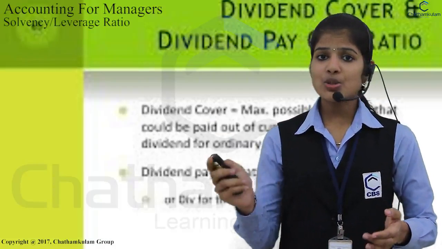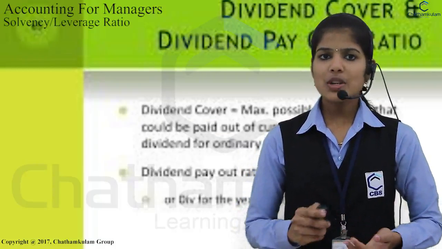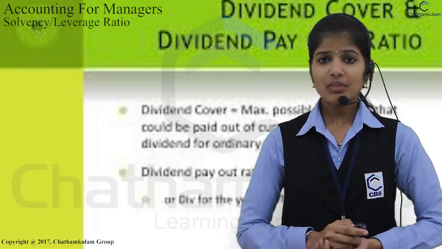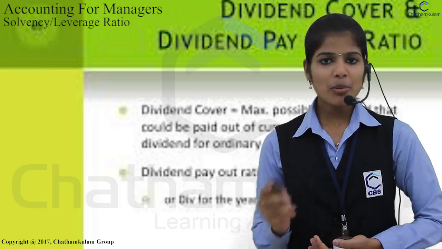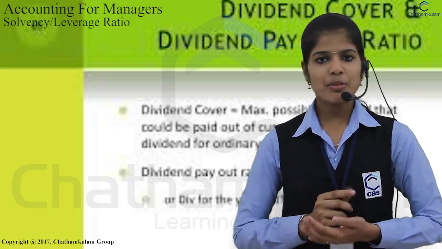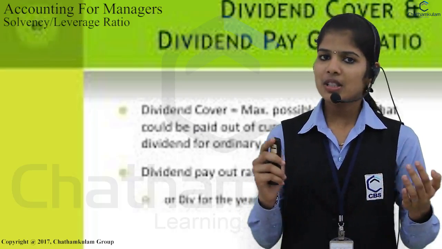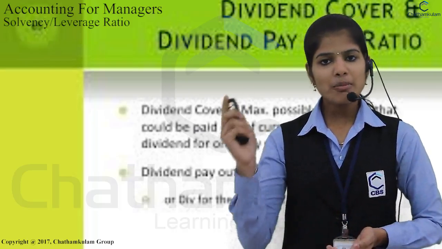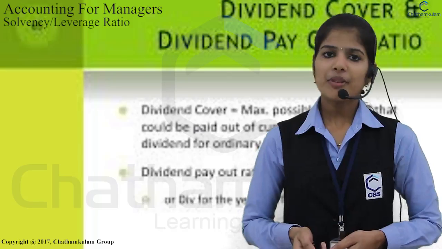The next are the ratios from the shareholders' point of view. The first one is the preference dividend cover. This ratio expresses the net profit after tax as so many times of the preference dividend payable. The preference dividend cover is calculated by net profit after tax divided by the preference dividend.